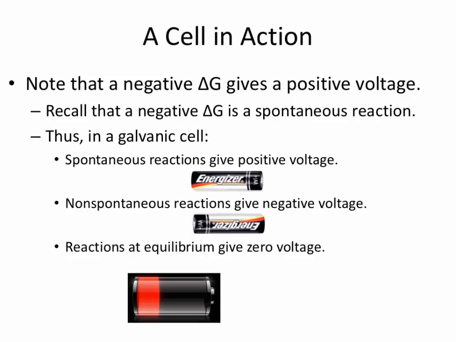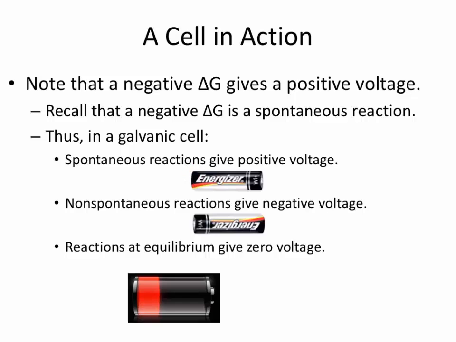Now, note that a negative delta G gives a positive voltage. And recall that a negative delta G is a spontaneous reaction. And therefore, in a galvanic cell, a spontaneous reaction gives a positive voltage. So I've shown our battery here. We've got this positive end of our battery here, and the negative end of our battery is over there.